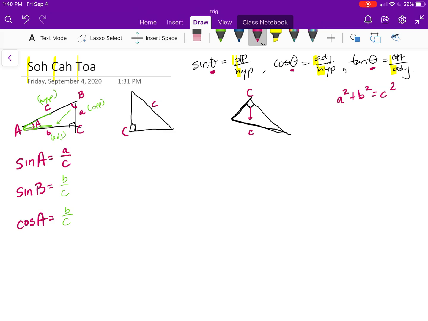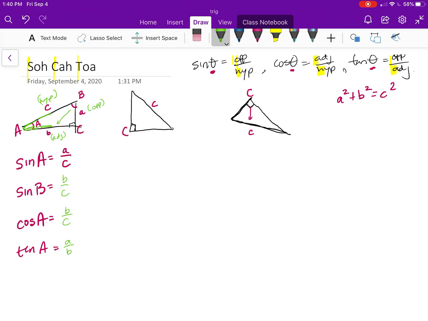And let's go ahead and just do tangent while we're at it. Tangent of A, opposite over adjacent. So opposite would be a, adjacent is b. Now, if I put values in there for a, b, or c, or even the angle values, we could define all of these things.